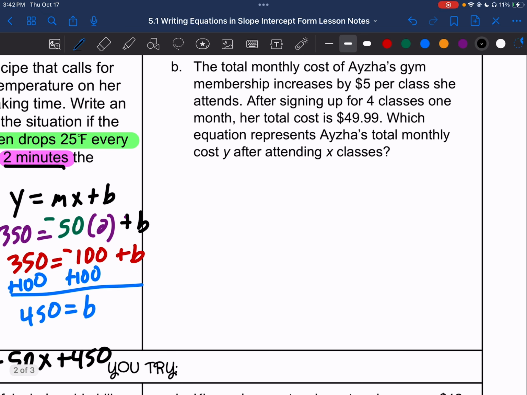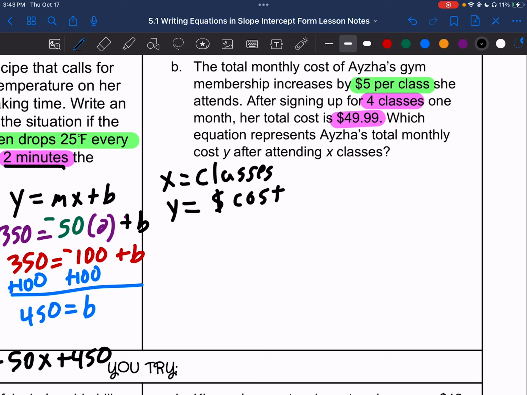Letter B. The total monthly cost of Asia's gym membership increases by $5 per class she attends. After signing up for 4 classes 1 month, her total cost is $49.99. Write the equation that represents Asia's total monthly cost after attending x classes. So my rate is right up here, $5 per class, and I have an ordered pair, so we have 4 classes and $49.99. So x is going to be classes, y is going to be cost.